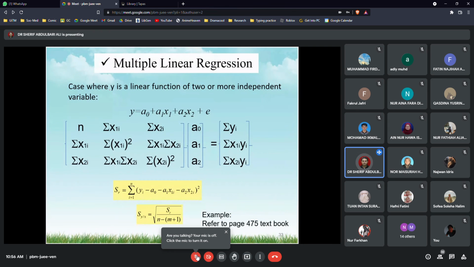So multiple linear regression is the case where the model y is a linear function of two or more independent variables. Most of the time we were dealing with the model y and x. This time we are going to deal with the model y and two or more independent variables. So that means we are going to have x1 and another column for x2. So for this example, you are going to have three columns for y, x1, and x2.